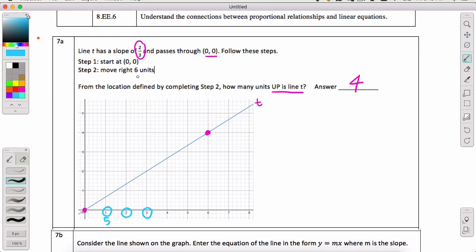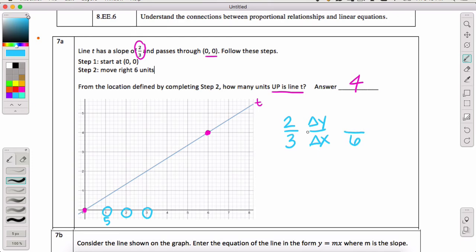Also, another way you could have solved this is it told me the slope was 2 over 3, or the change in y was 2 for a change in x of 3. So really I could think of, if I move right 6, well that's going to be a change in x of 6.